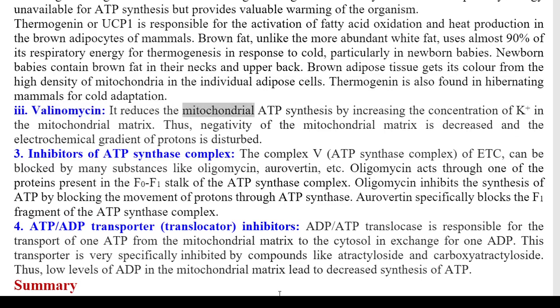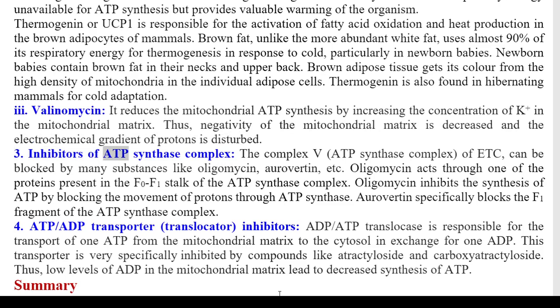3. Valinomycin: it reduces the mitochondrial ATP synthesis by increasing the concentration of K+ in the mitochondrial matrix. Thus, negativity of the mitochondrial matrix is decreased and the electrochemical gradient of protons is disturbed.